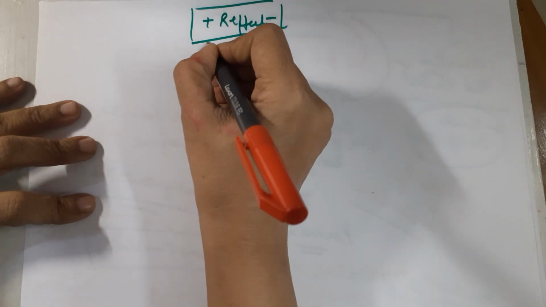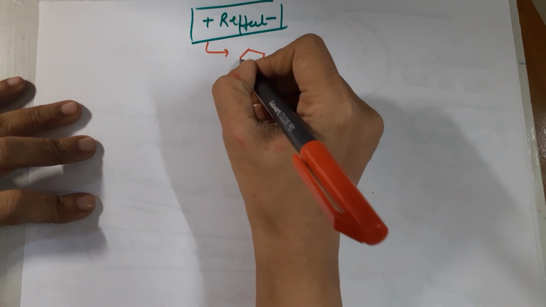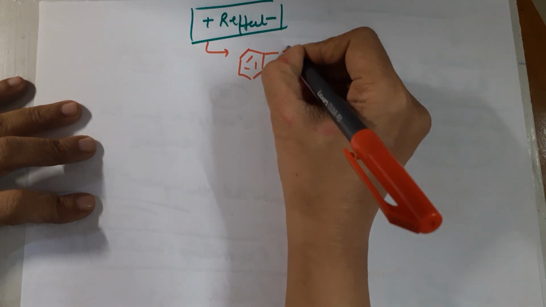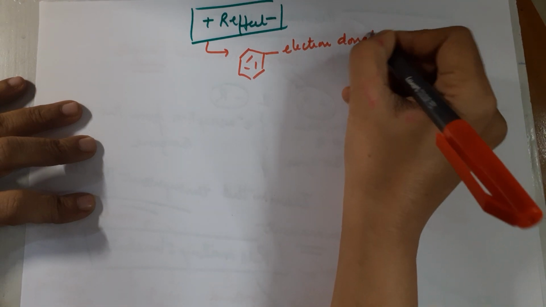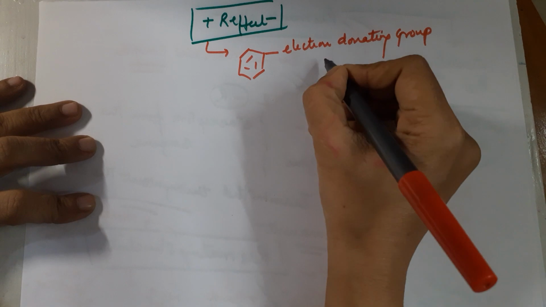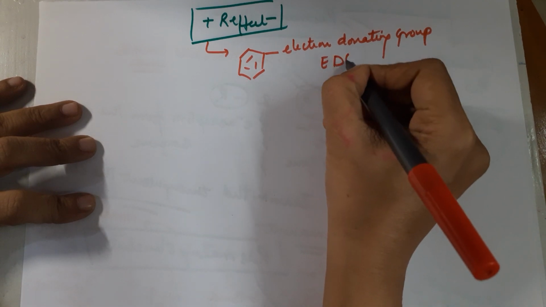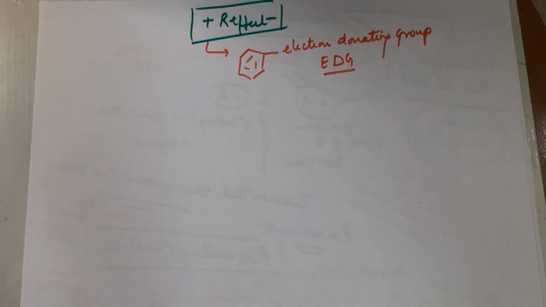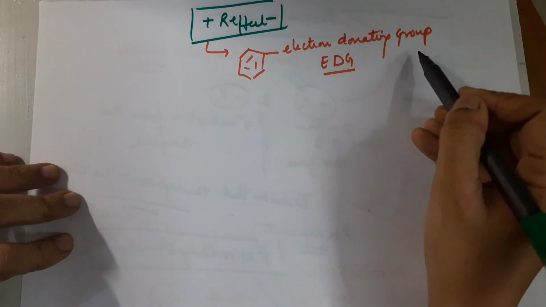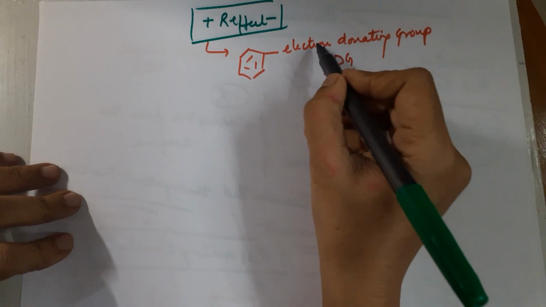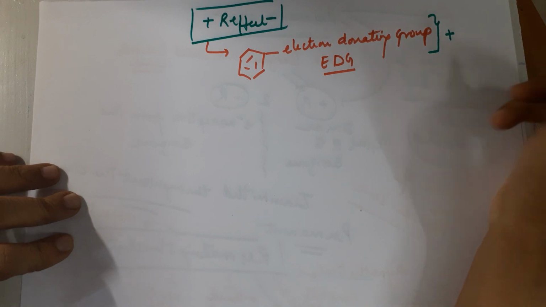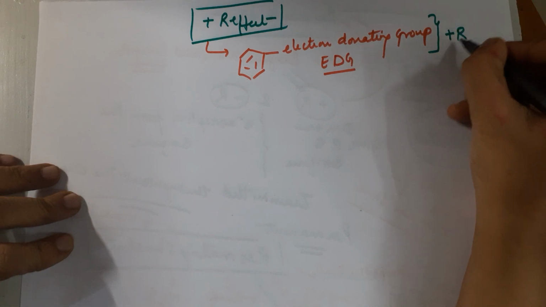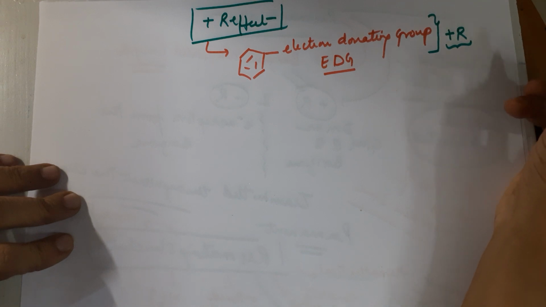Moving on. When we talk about the plus R effect, in that case, your benzene ring is attached to an electron donating group. We would now be calling it EDG. The electron donating group is attached to a benzene ring. As you can see from the name, it is an electron donating group, means it will give electrons. If this gives electrons, then it definitely would have a positive charge. Since we are talking about resonance, we say this group possesses a plus R effect.